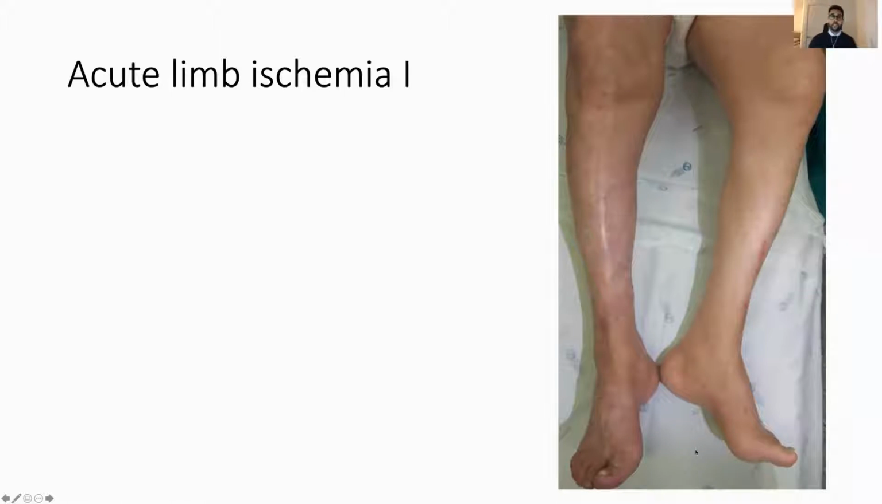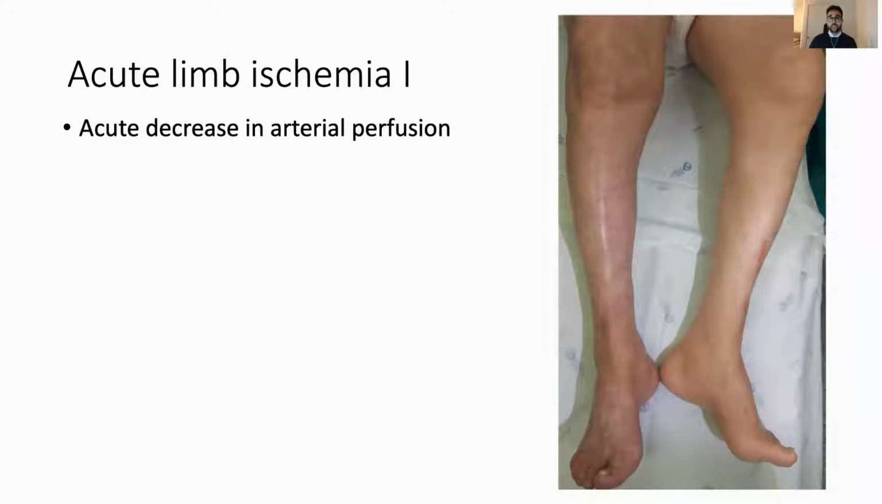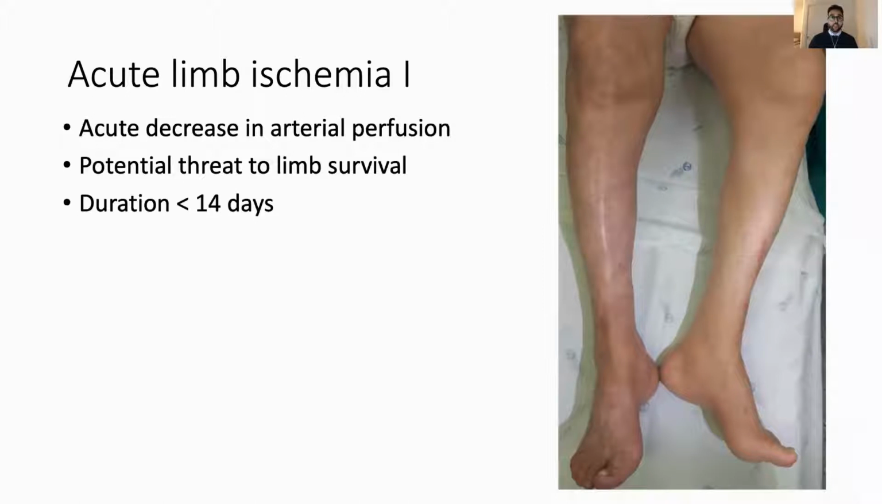So firstly, acute limb ischemia. What is acute limb ischemia? Well, acute limb ischemia is an acute decrease in arterial perfusion, which threatens the viability of a limb. This can be upper or lower limb, and it can have a history of any time period up to 14 days.